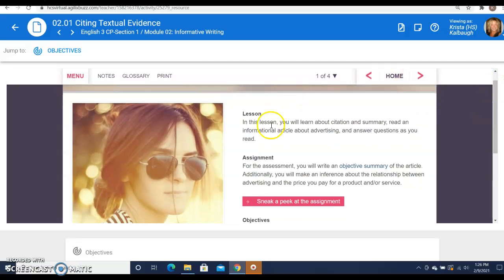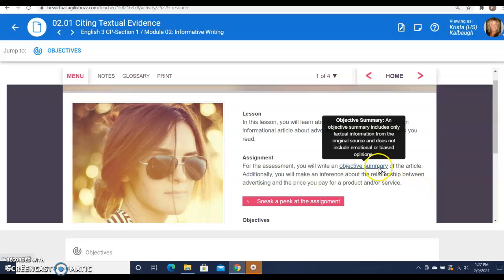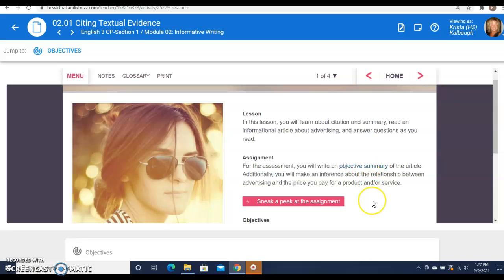All right. So in this lesson, we're going to learn about citation and summary, and we're going to read an informational article about advertising. All right. So for this lesson, you're going to write an objective summary. Okay. And if you click on that, it lets you know what an objective summary is. So in an objective summary, you are only providing factual information from the original source. So you're not putting in your opinion of anything. All right, you are just explaining. So that's what informative writing is, that you are explaining something.